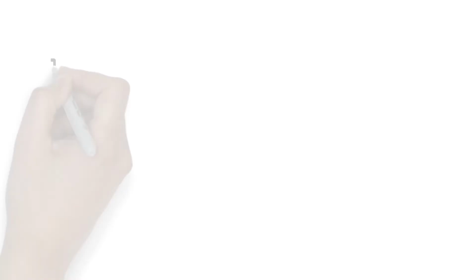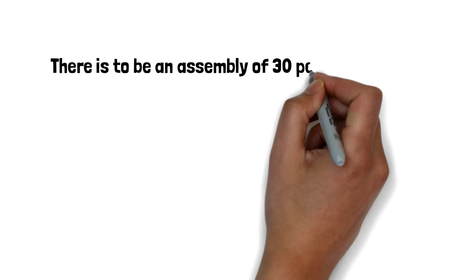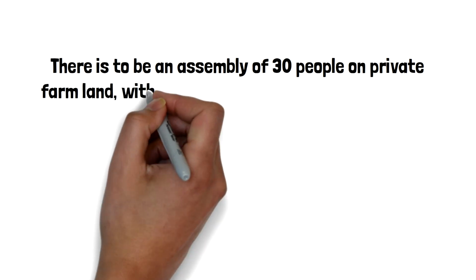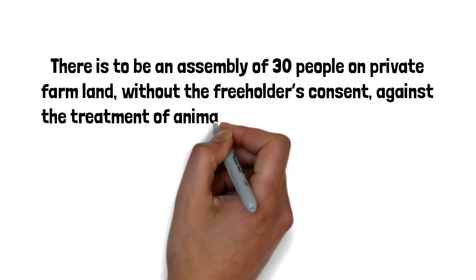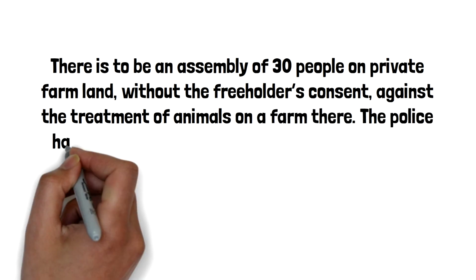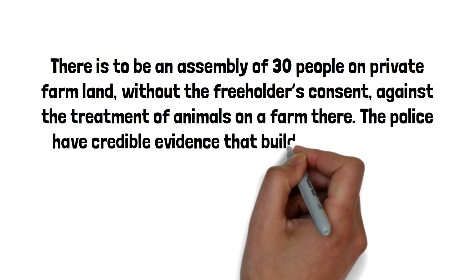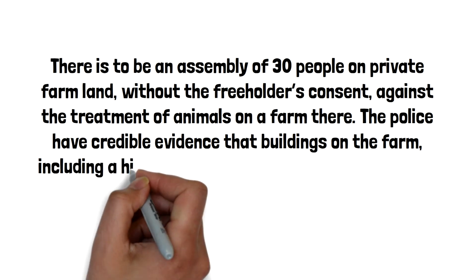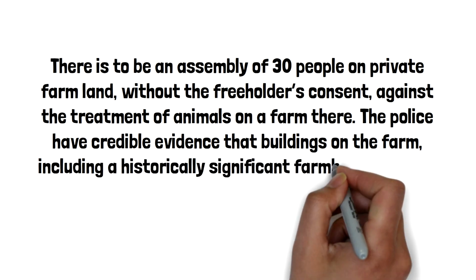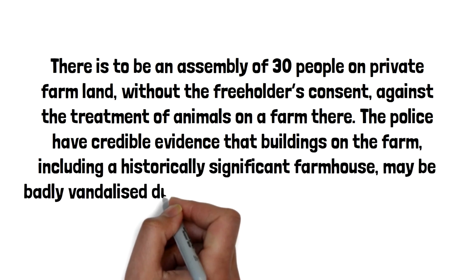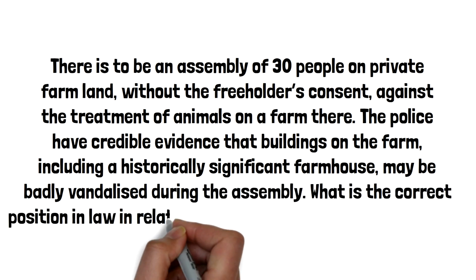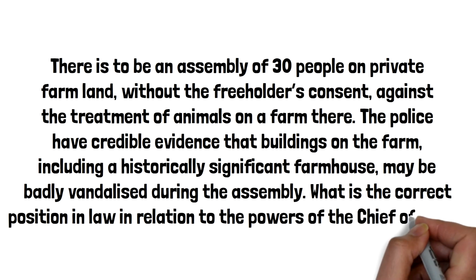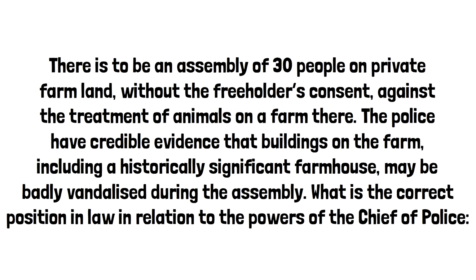There is to be an assembly of 30 people on private farmland without the freeholder's consent against the treatment of animals on a farm there. The police have credible evidence that buildings on the farm, including a historically significant farmhouse, may be badly vandalised during the assembly. What is the correct position in law in relation to the powers of the Chief of Police?